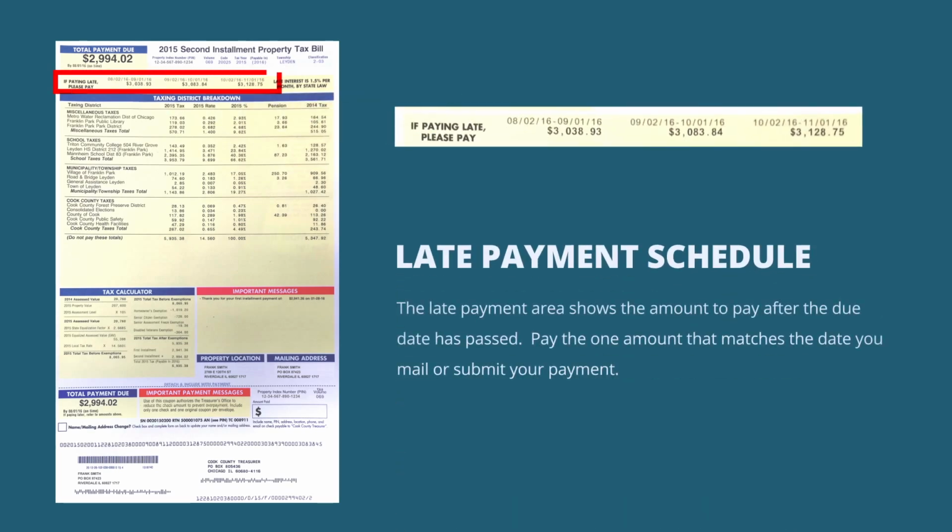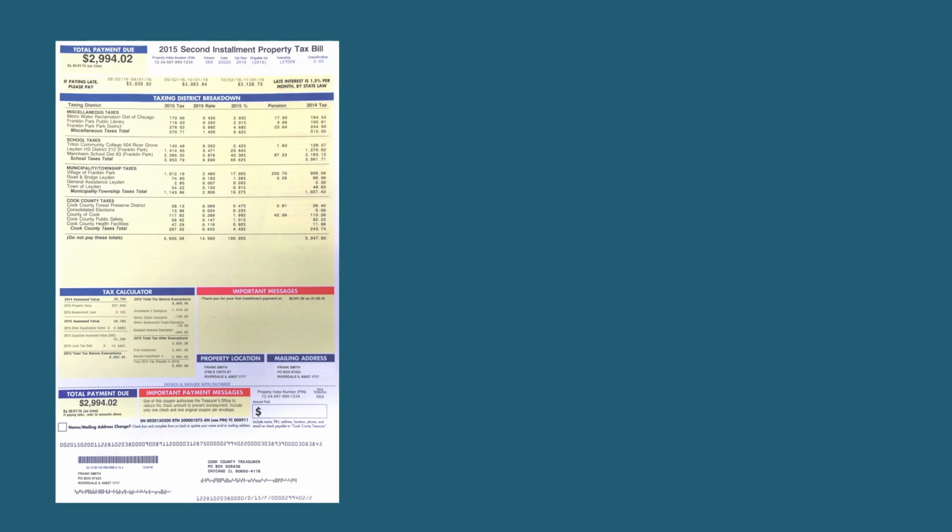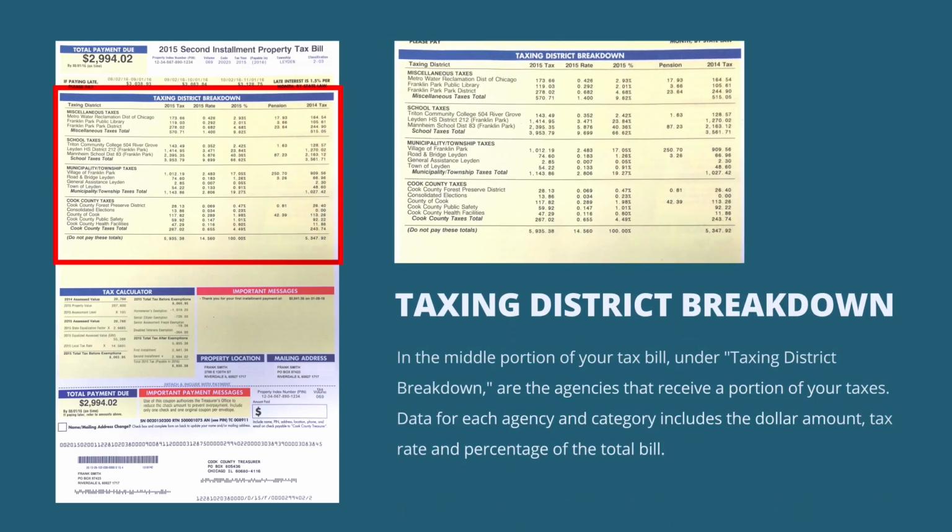Late payment schedule. The late payment area shows the amount to pay after the due date is passed. Pay the one amount that matches the date you mail or submit payment. Taxing district breakdown. In the middle portion of your tax bill, under Taxing District Breakdown, are the agencies that receive a portion of your taxes. Data for each agency and category includes the dollar amount, tax rate, and percentage of the total bill.